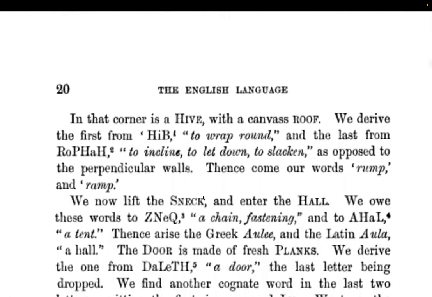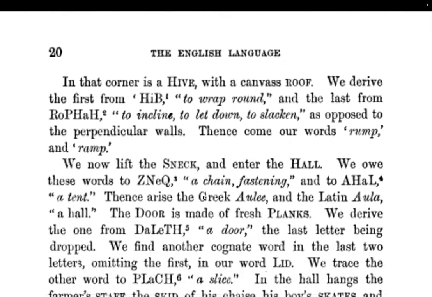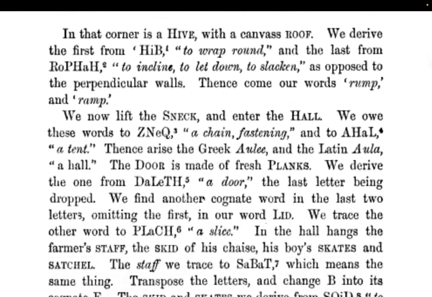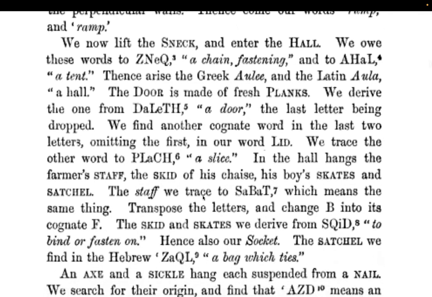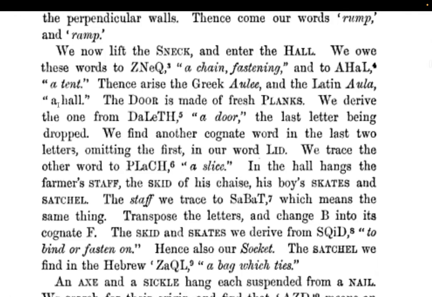In that corner is a hive with a canvas roof. We derive the first from hib, to wrap round, and the last from rochaf, or rocha, to incline, to let down, to slacken, as opposed to the perpendicular walls. Thence come our words rump and ramp. We now lift the sneck and enter the hall.